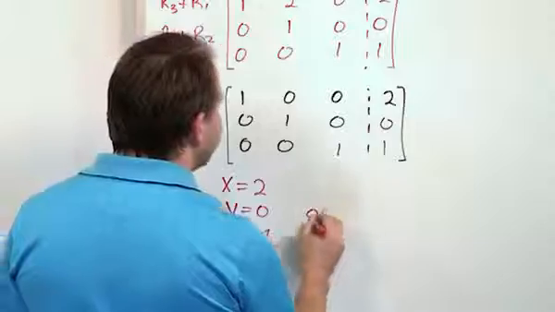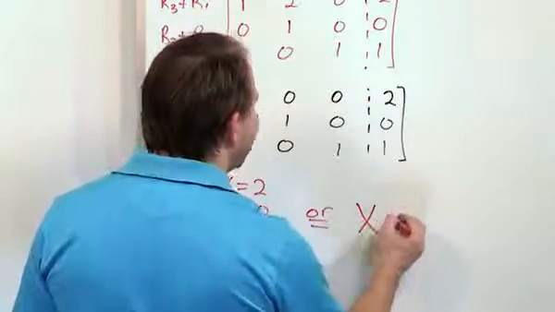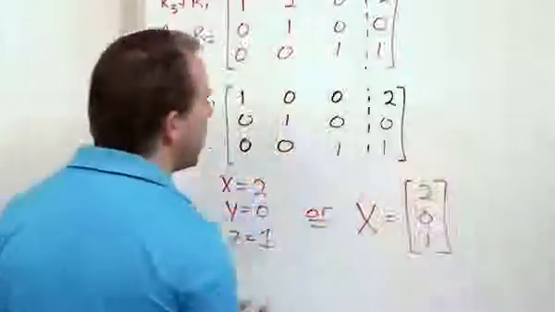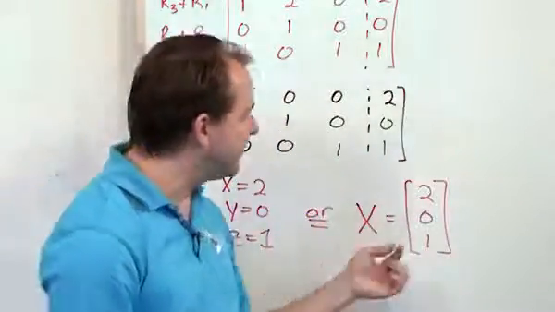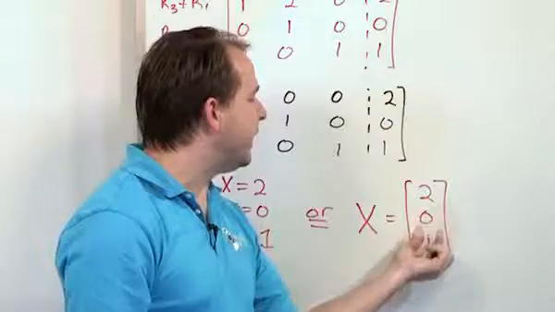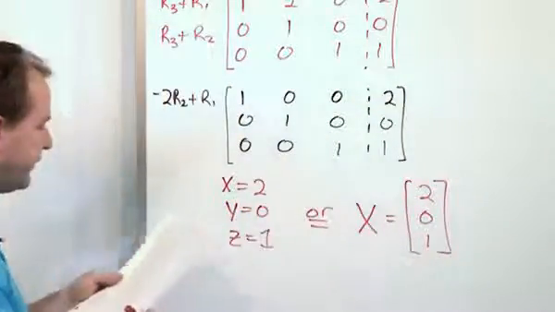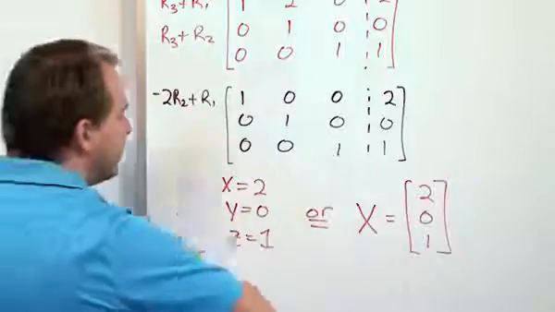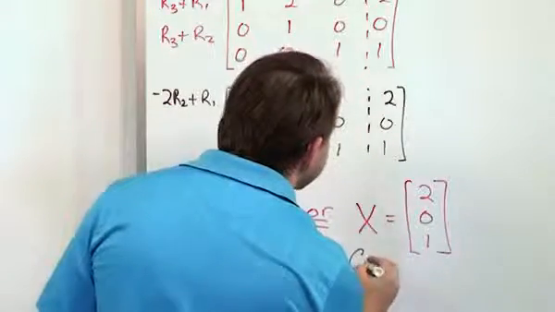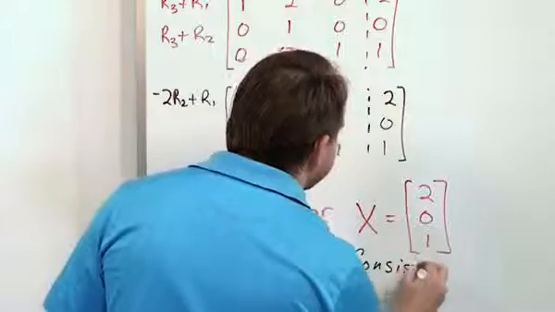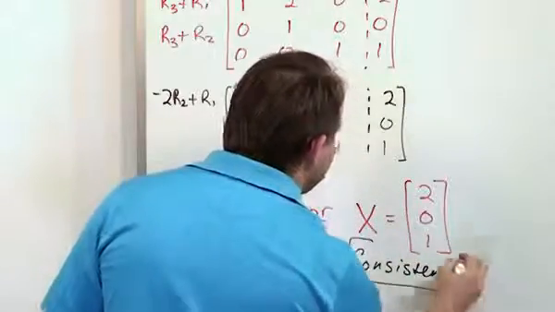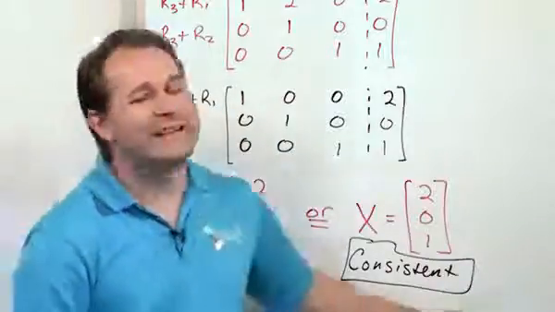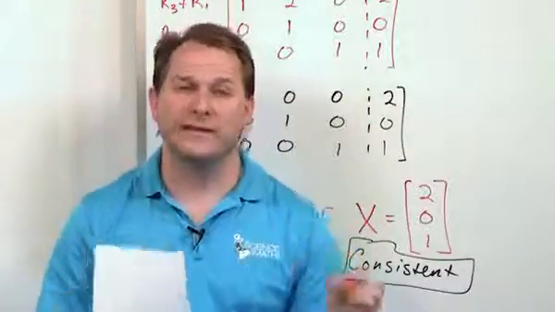So that's how I do each individual variable, or I could say matrix x is equal to 2, 0, 1. You can think of it as a column vector, a column matrix representing the individual values of the variables that we care about, 2, 0, and 1. And because we get a unique solution here, we call this system consistent. Again, if we cannot find a solution, which I'll show you an example of in a minute, then we call it inconsistent. But when you have a solution, you call it consistent.